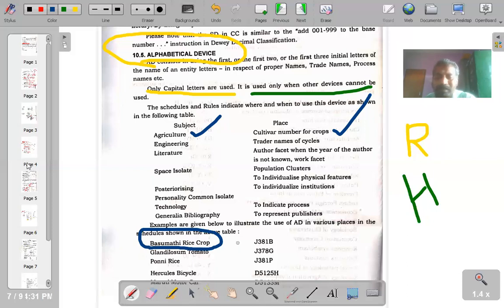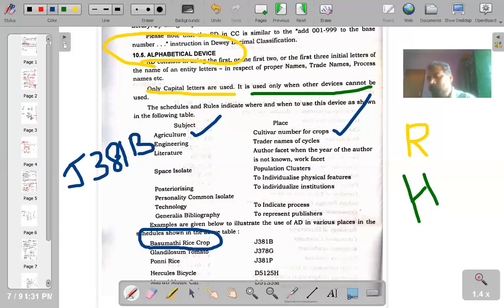See, the number for rice is J381. This is the number for rice. But I want the number for basmati rice. What can I do? Very simple. What is the first letter of basmati? B. You go and write B. Work is over. That becomes basmati rice.